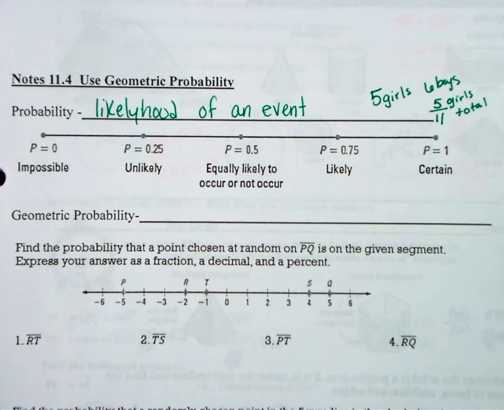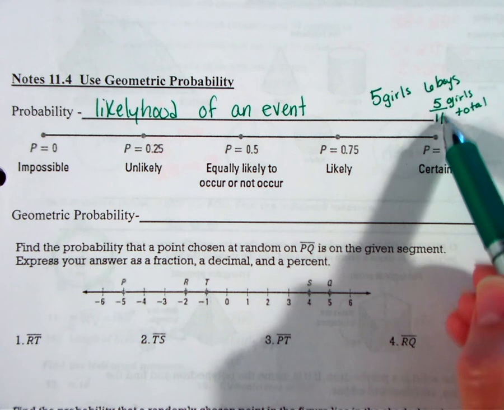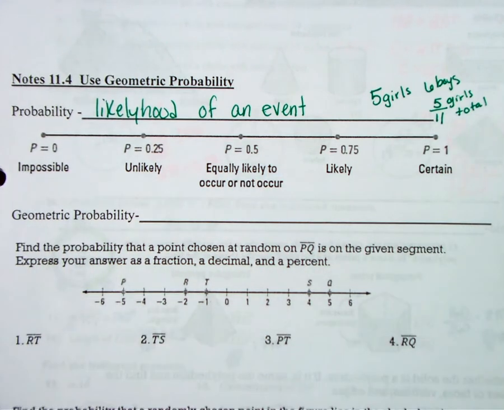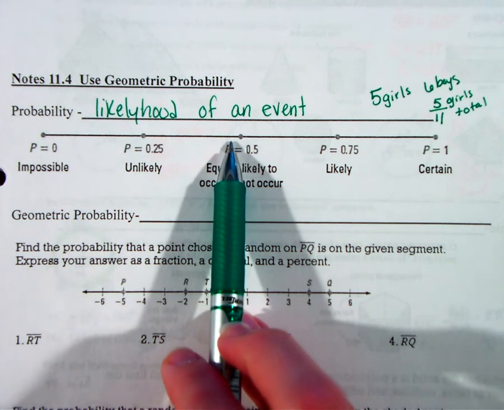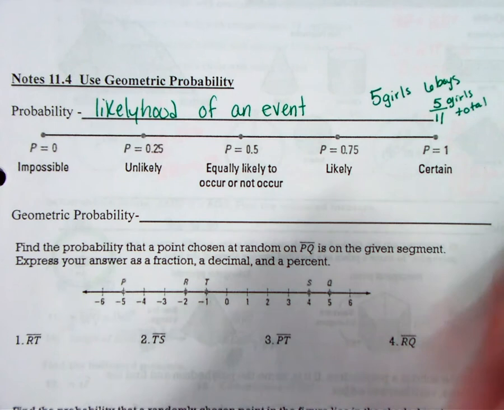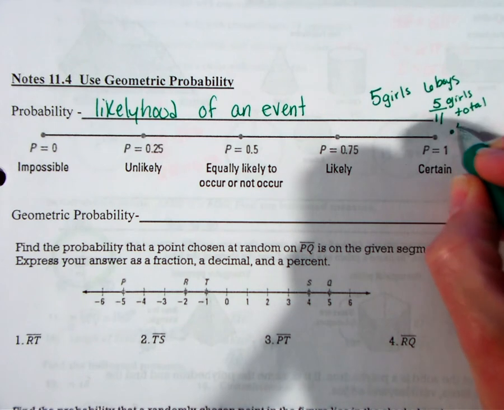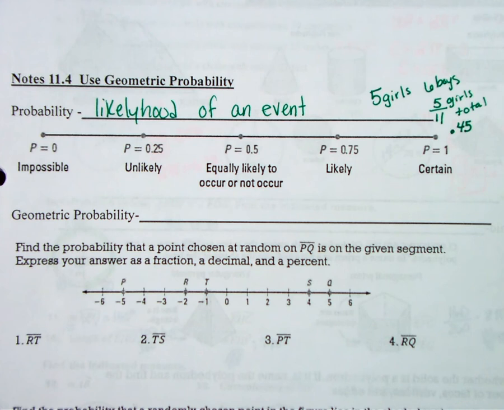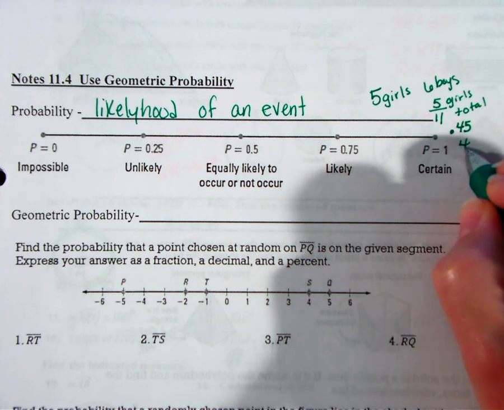So another way to write this is if you actually divide these, then you get a decimal like you see along this continuum. So 5 divided by 11 is 0.45, which would be right about here. So it could also be 0.45 as a decimal, or third option, it could be 45%.